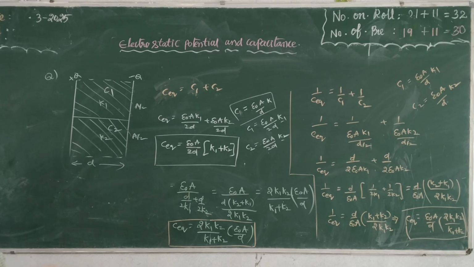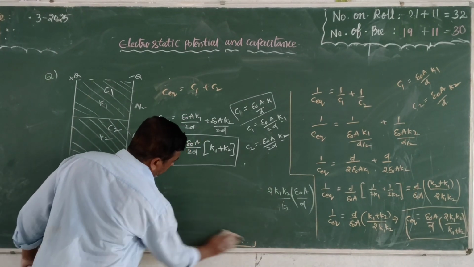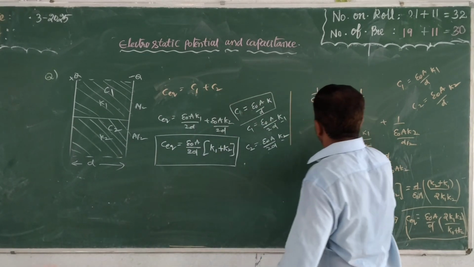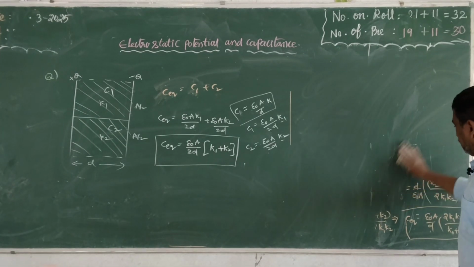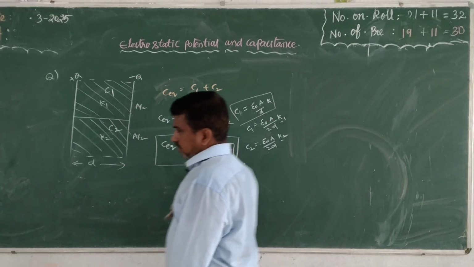This is the answer for parallel plates. It will act as a parallel case, with dielectric filled in parallel. So in that case, what is the formula? Epsilon naught A by 2d into K1 plus K2. I think it is very good.